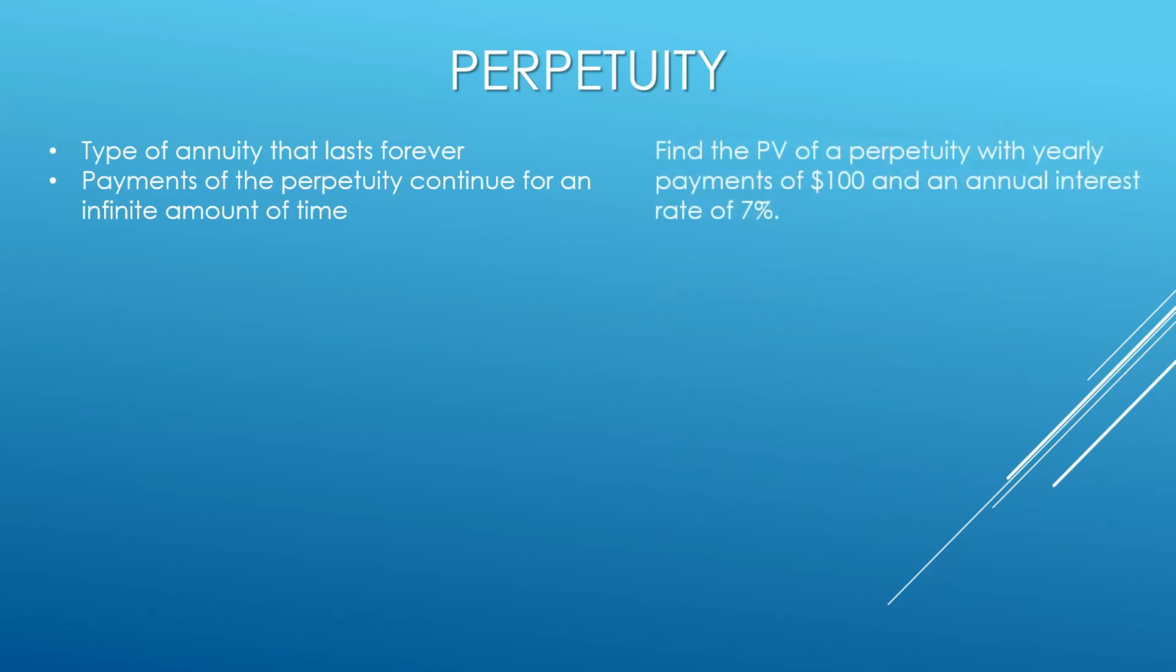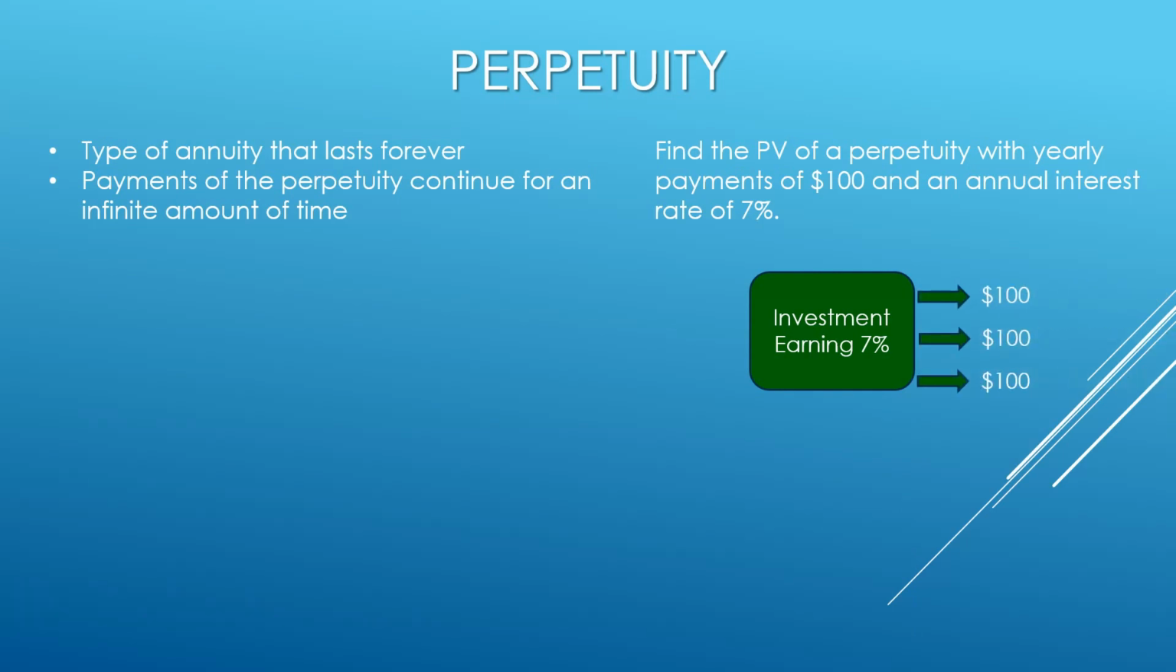Let's find the present value of a perpetuity with yearly payments of $100 and an annual interest rate of 7%. Now I understand this can be a bit tricky to wrap your head around, so let me give you an example. You want to be able to have an investment that spits out $100 in interest payments each year. If it pays you 7% in interest, how much do you have to put in today? So we have our payments of $100, interest of 7%, and we want to find the present value. Here's what it looks like on a timeline.